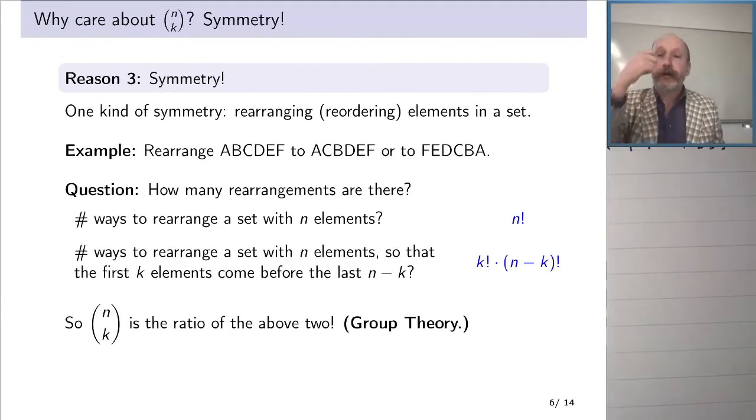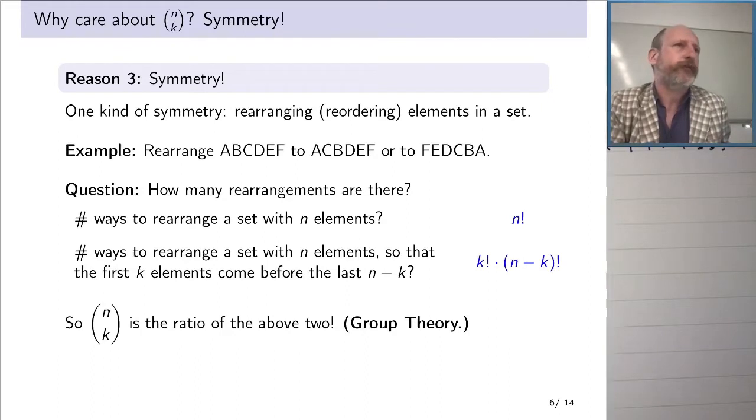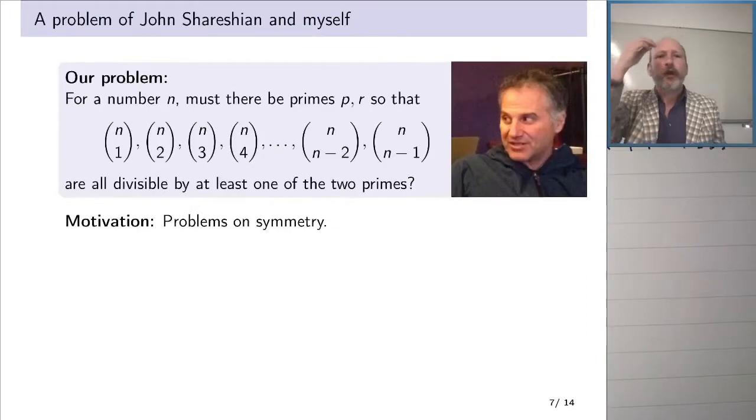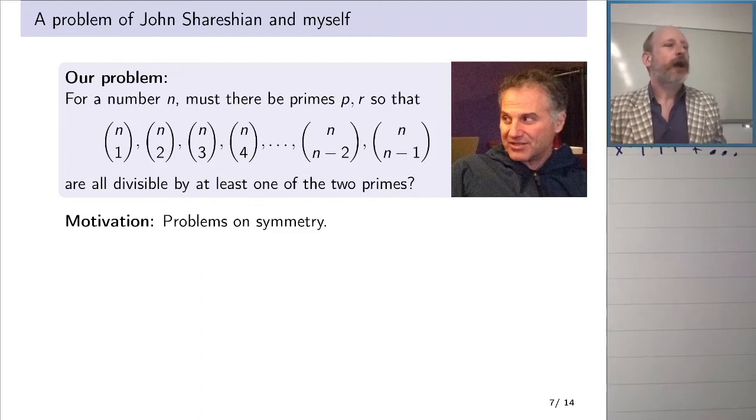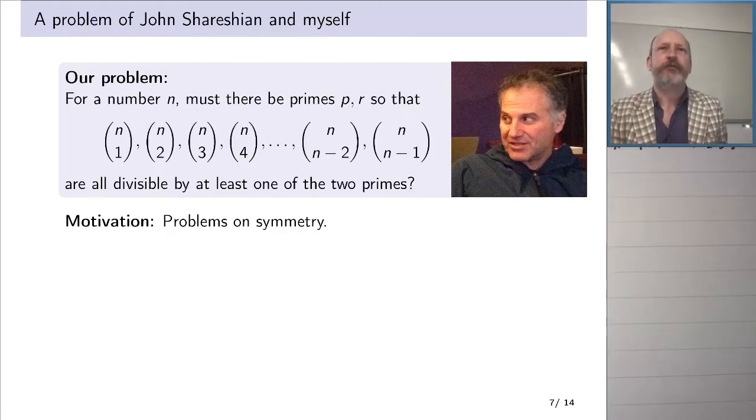Okay, so it leads you towards group theory and to some questions that are important and have some applications. Motivated by this group theory point of view, my co-author John Shareshian, I have a picture of him there, and myself asked the following question. Pick your favorite number n. Think maybe not too small, 6 or 15 or a million.